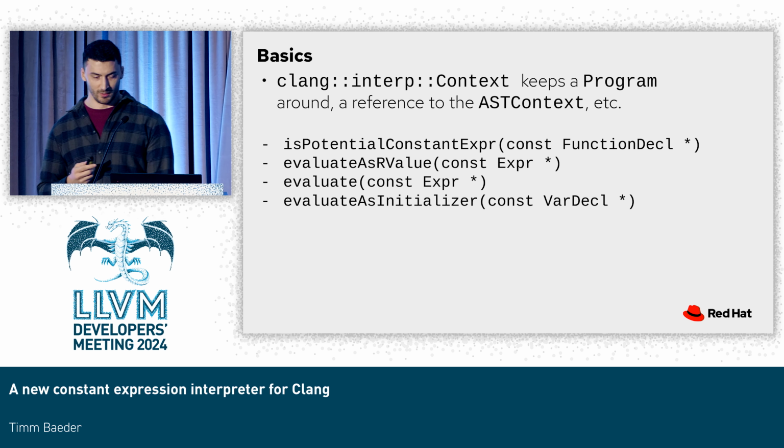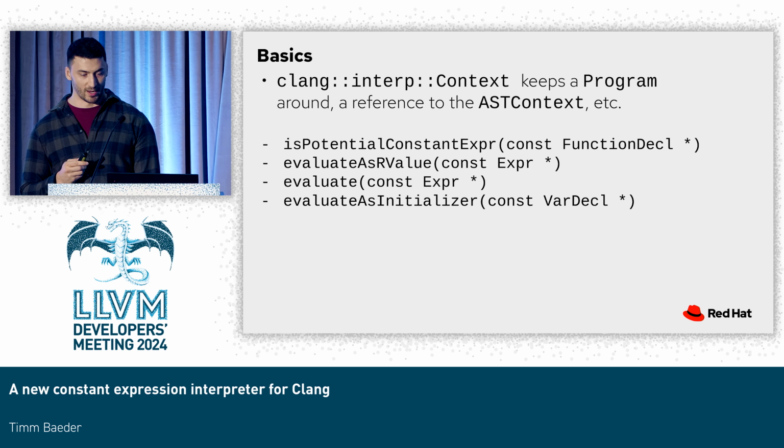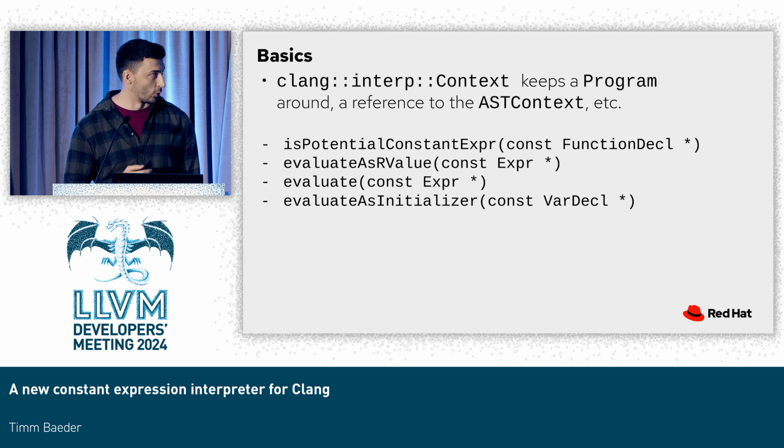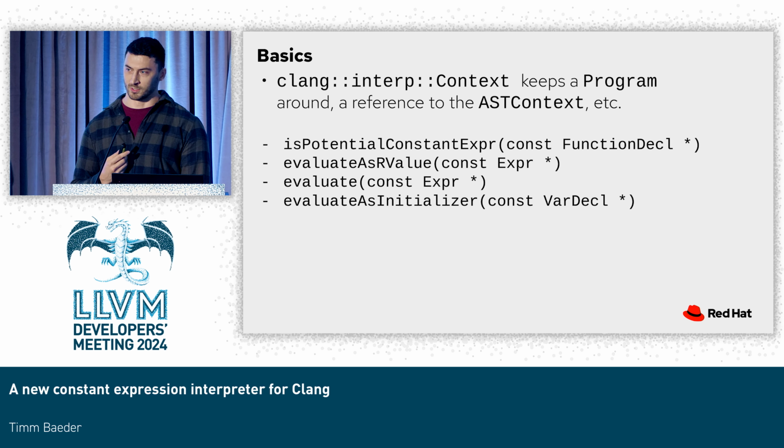For the basics, everything about the interpreter is in the Clang interp namespace. We have yet another class called context, and that keeps a program around. A program is just a list of global variables, basically, and all the functions we have compiled, and of course the bytecode. And we have the usual reference to an AST context.